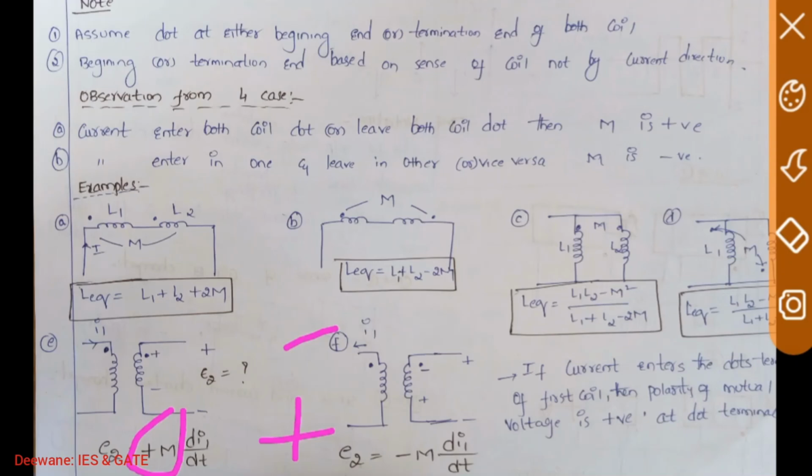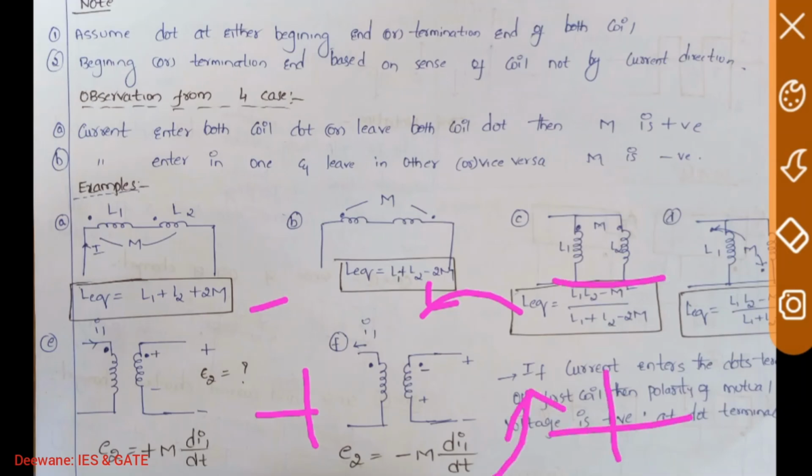Okay friends, in the secondary, since current has left at the I1 terminal, current has to enter the dot. In the first case, primary current is leaving the dot. In the secondary, current has to enter the dot. And the primary acts as a sink. Sink means this is positive, this is negative. Now in the secondary, current is entering like this, so it acts as a source. So this must be positive, this must be negative.